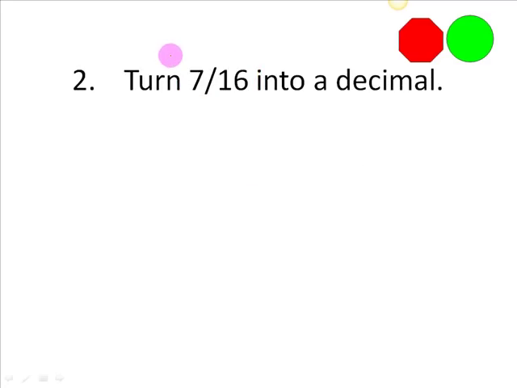Number 2, you're going to turn 7/16 into a decimal. Click on the stop sign. Okay, let's see how you did. It's just a long division problem, so our 7 goes in and 16 goes out. We know that 16 will not go into 7, so we'll just put a 0 here and a decimal. Our answer is going to be smaller than 1 because 7/16 is smaller than 1.